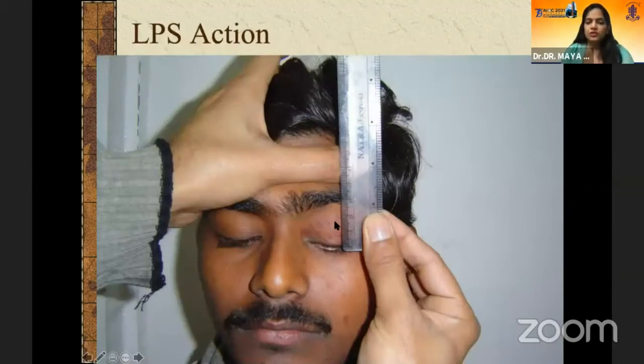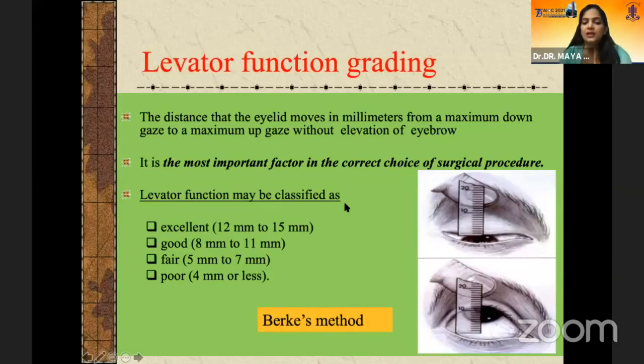LPS excursion is measured by putting the scale with the patient looking in the extreme down gaze, and then asking him to look into the extreme up gaze, and the whole procedure is done by blocking the frontalis. You have to block it with your thumb and then do the LPS action measurement. So it can be classified as good, fair, and poor.